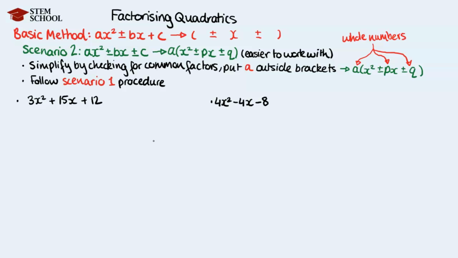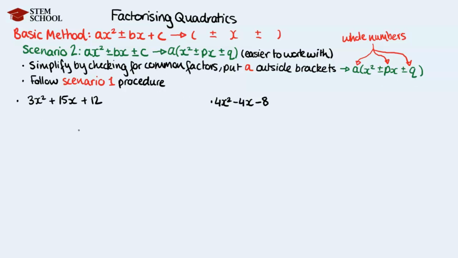So for this second scenario, we've got a number in front of the x squared term, which is annoying because it's harder to deal with, right? And when you get this scenario, the first thing to think is common factors. Can I make the number in front of the x squared term a common factor and get rid of it? When you do that, you put that number outside the brackets, and then you just use the technique of factorising into single brackets that we've done in previous videos.